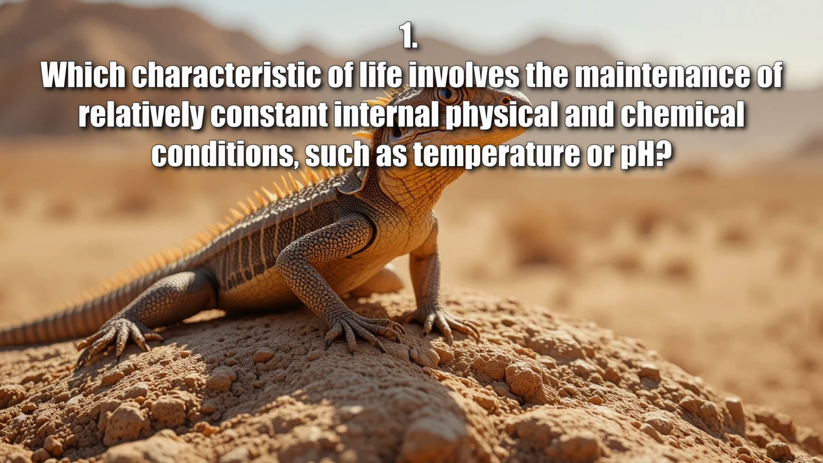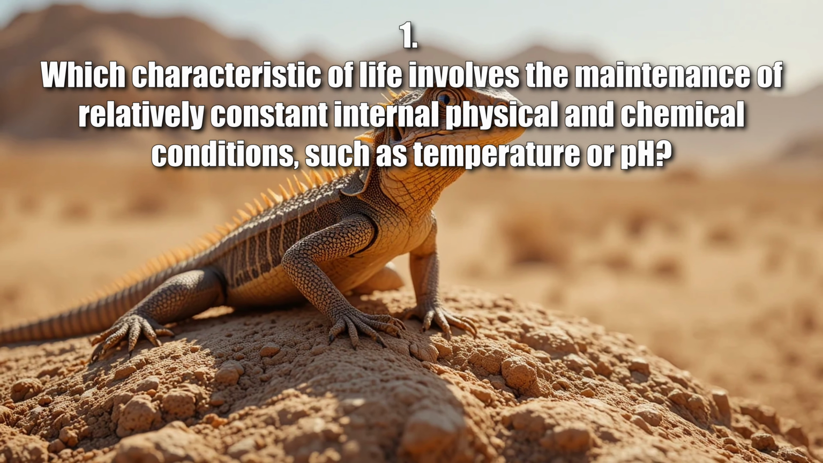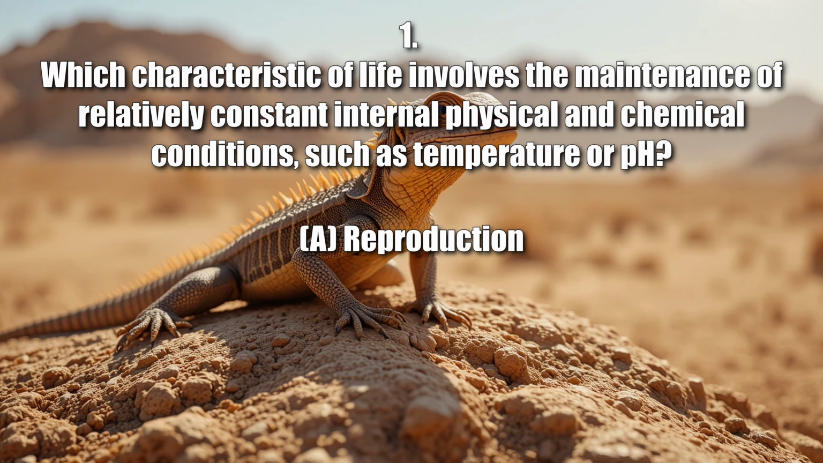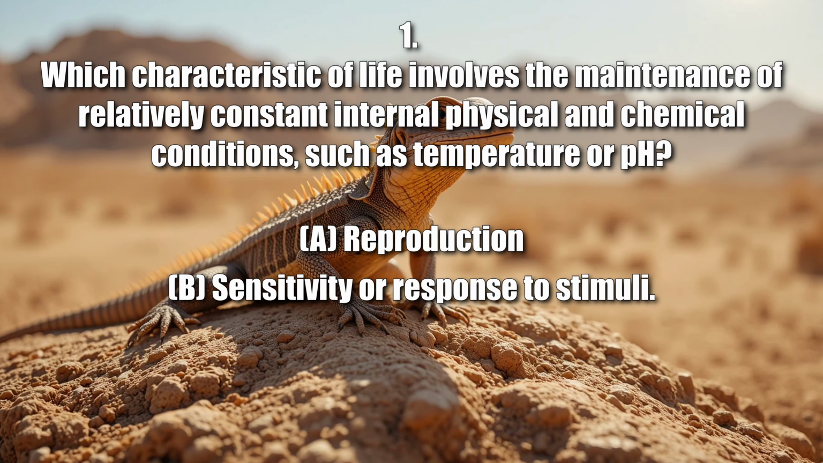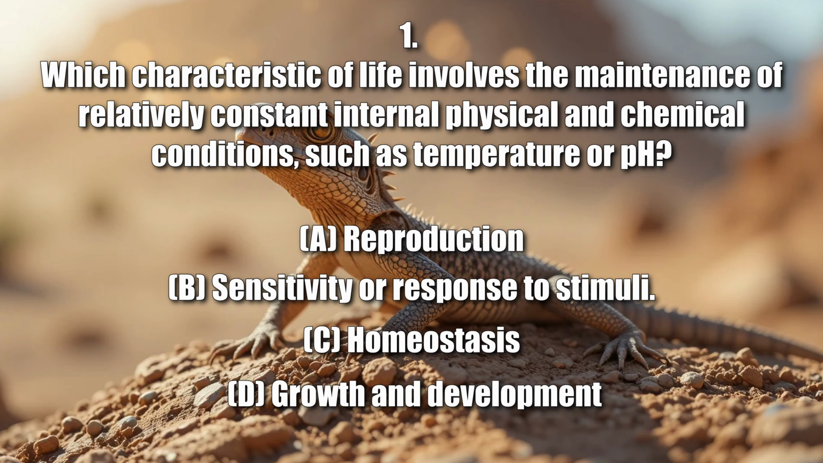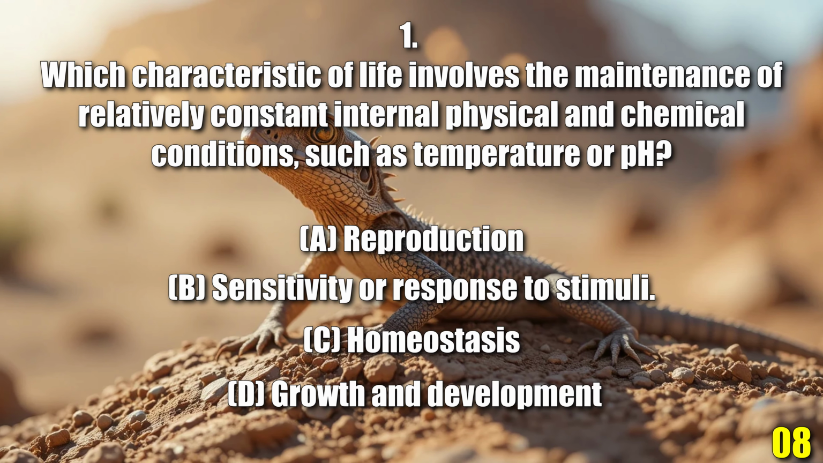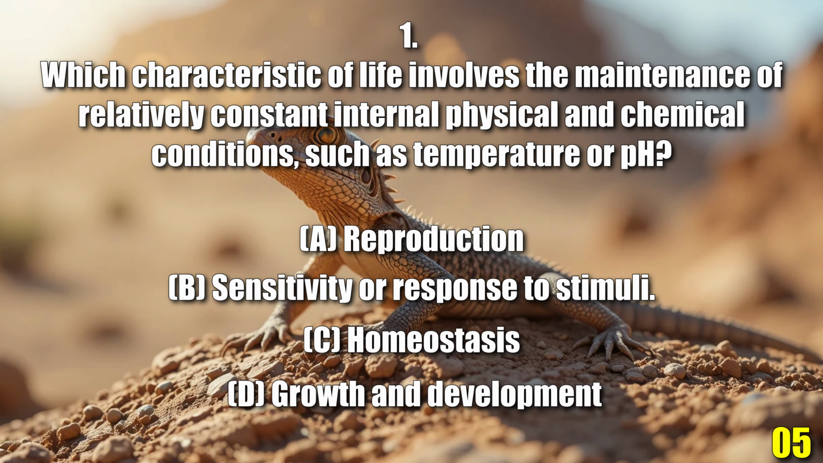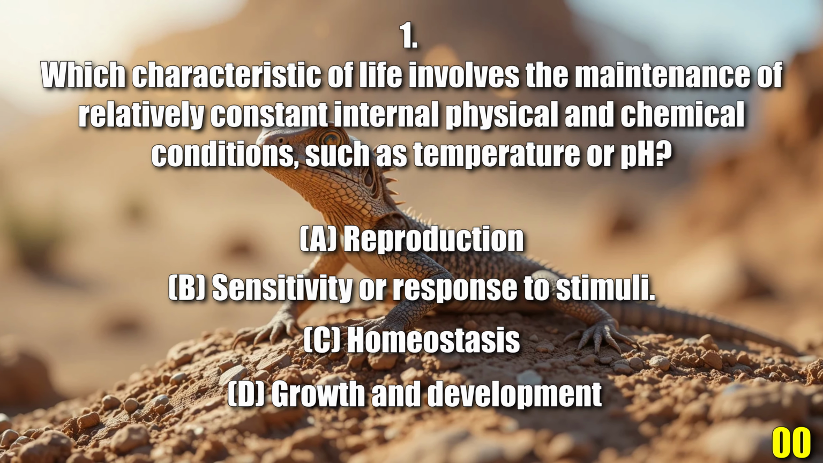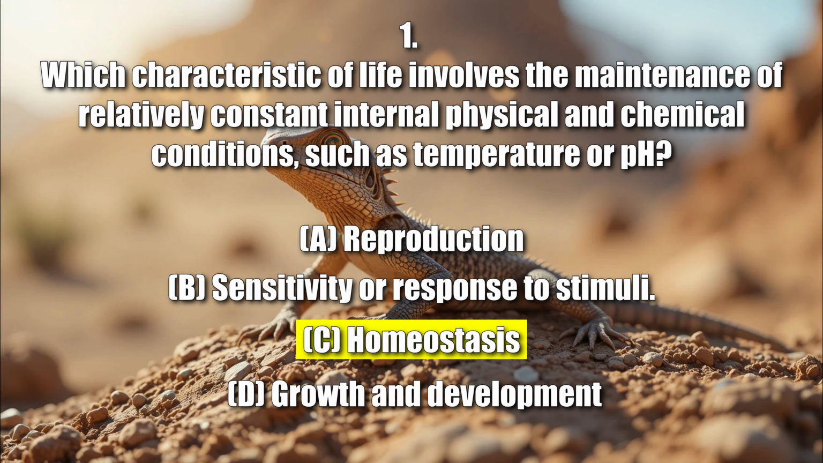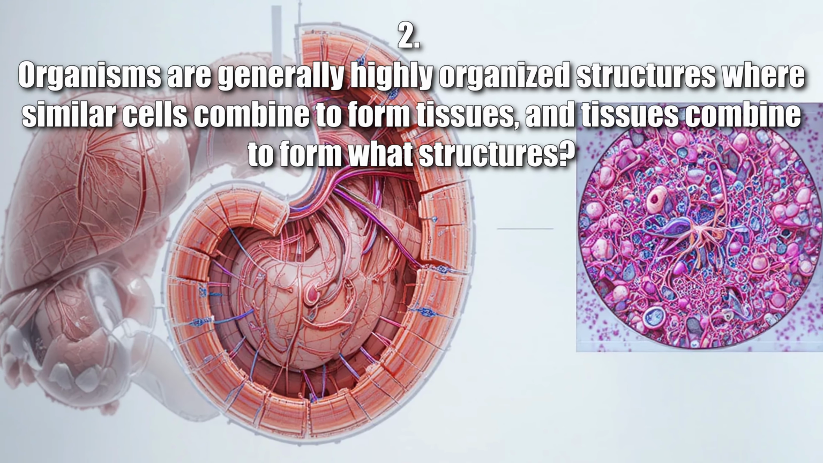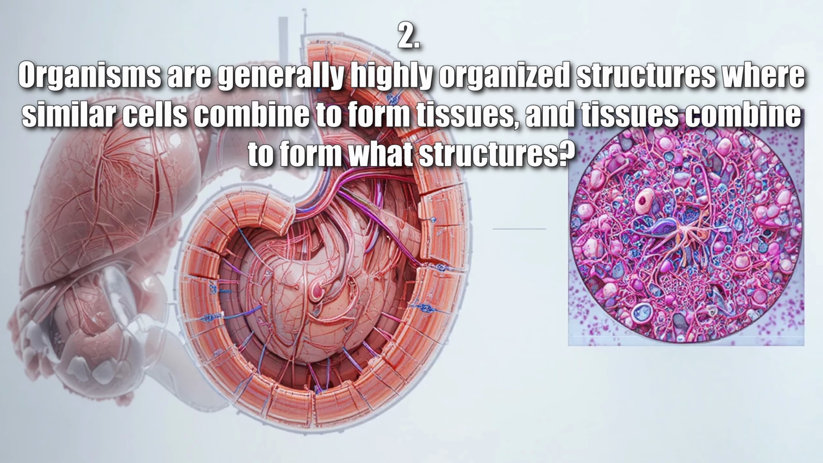1. Which characteristic of life involves the maintenance of relatively constant internal physical and chemical conditions, such as temperature or pH? A. Reproduction. B. Sensitivity or response to stimuli. C. Homeostasis. D. Growth and development. The correct answer is C. Homeostasis.